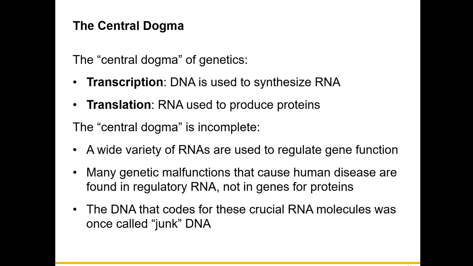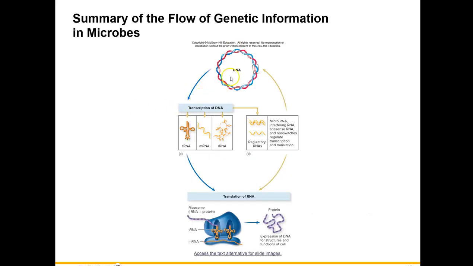So the central dogma is actually incomplete because there's a wide variety of RNAs that are used to regulate gene function, and many genetic malfunctions that cause human diseases are found in the regulatory RNA, not in the genes for proteins. So the DNA that codes for these crucial RNA molecules was once called junk DNA, but it's probably not anymore. And so they're still investigating that. So from DNA, the transcript can make tRNA, mRNA, rRNA, and those can also make microRNAs, interfering RNAs, antisense RNAs, riboswitches, and regulate transcription and translation.